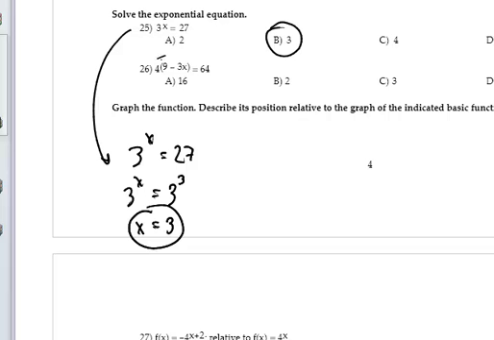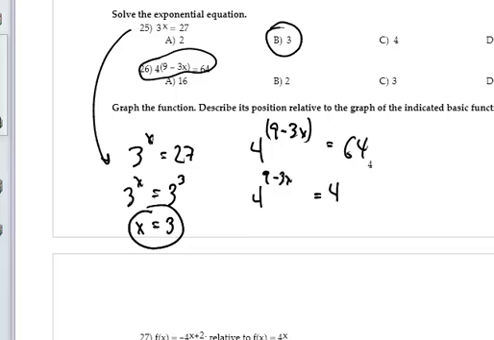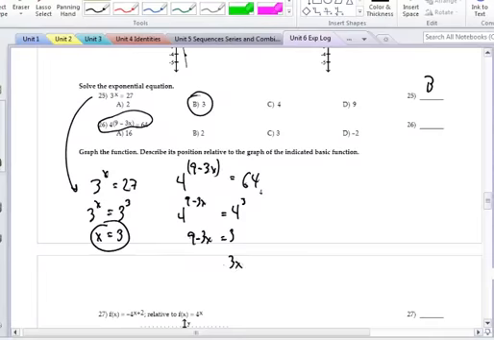So the next one says 4 to the 9 minus 3x equals 64. Again, convert the bases. 4 to the 9 minus 3x equals 4 to the third. So now 9 minus 3x equals 3. 3x equals 6. X equals 2.